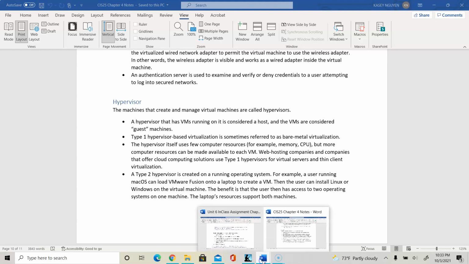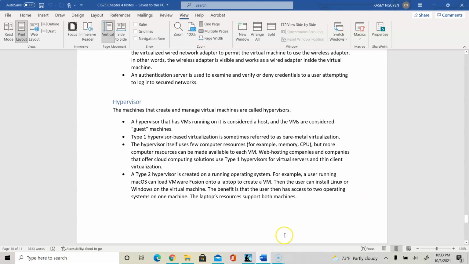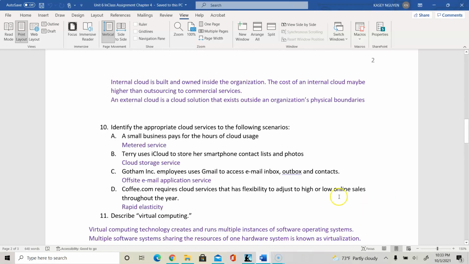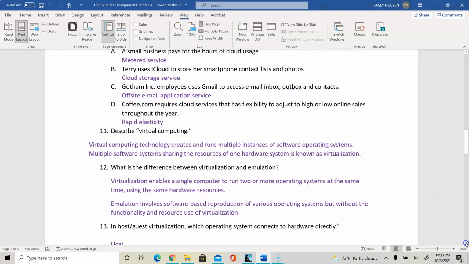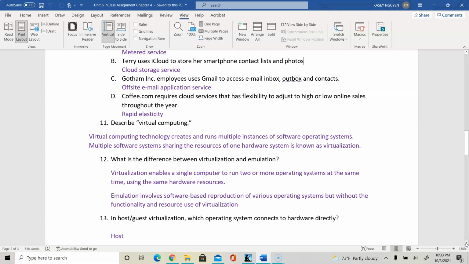So going back to the questions for our assignment, for number 11 it asks you to describe virtual computing. Virtual computing technology creates and runs multiple instances of software OSs, multiple software systems sharing the resources of the hardware system, and this is known as virtualization.